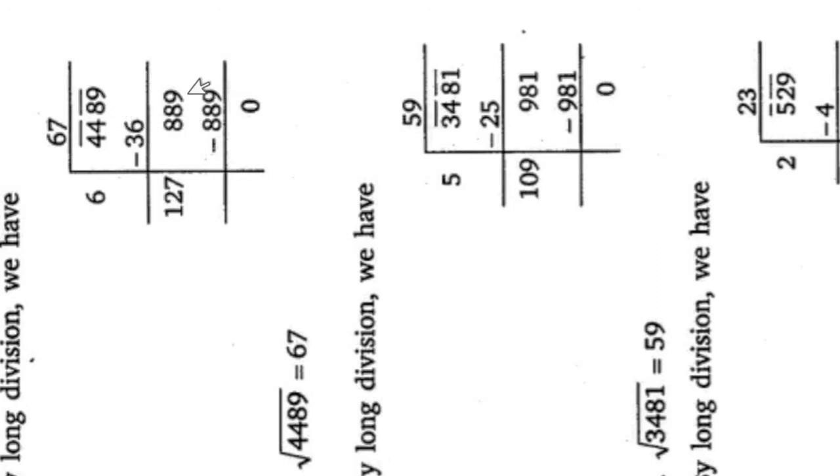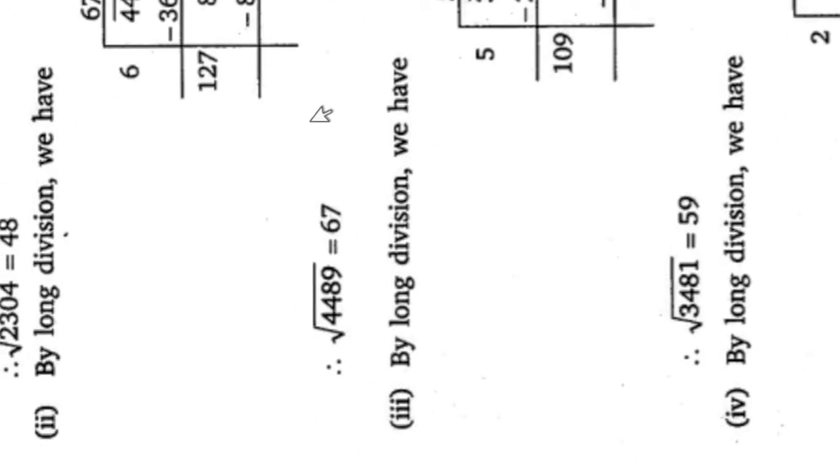Then 89 we will get down. Take the number down, 89. So, 889. Subtract: 127 7s are 889. So, subtract it, you will get 0. So, square root of 4489 equals 67.